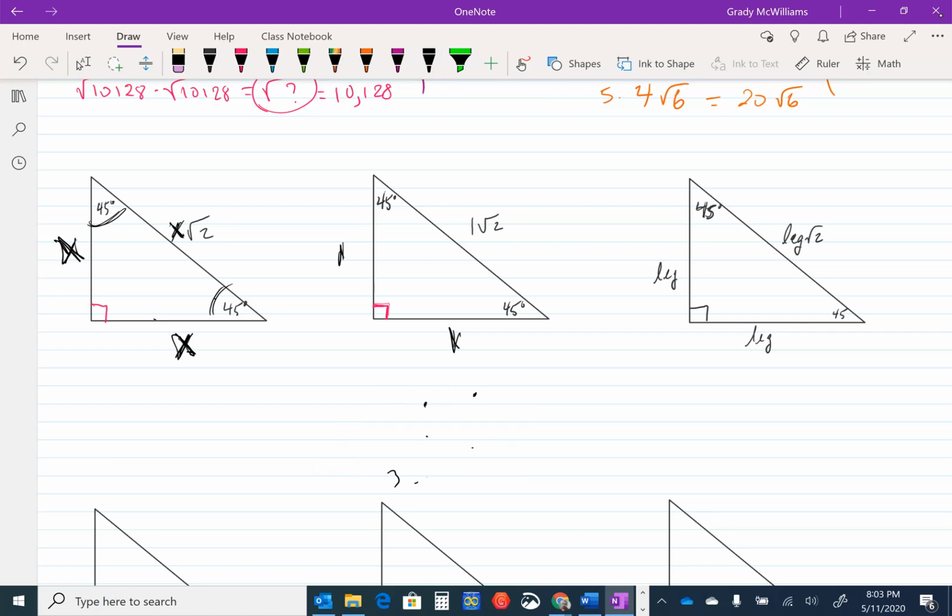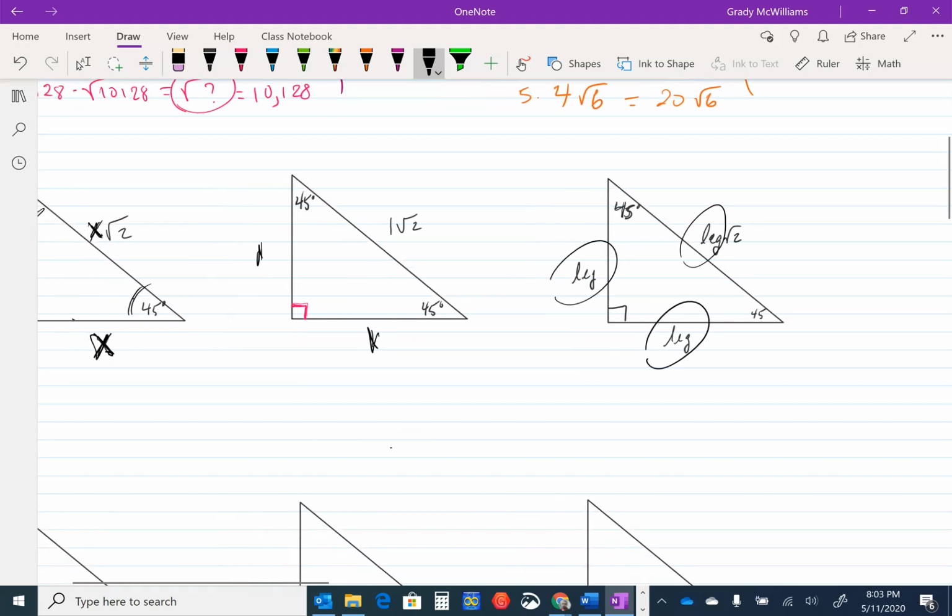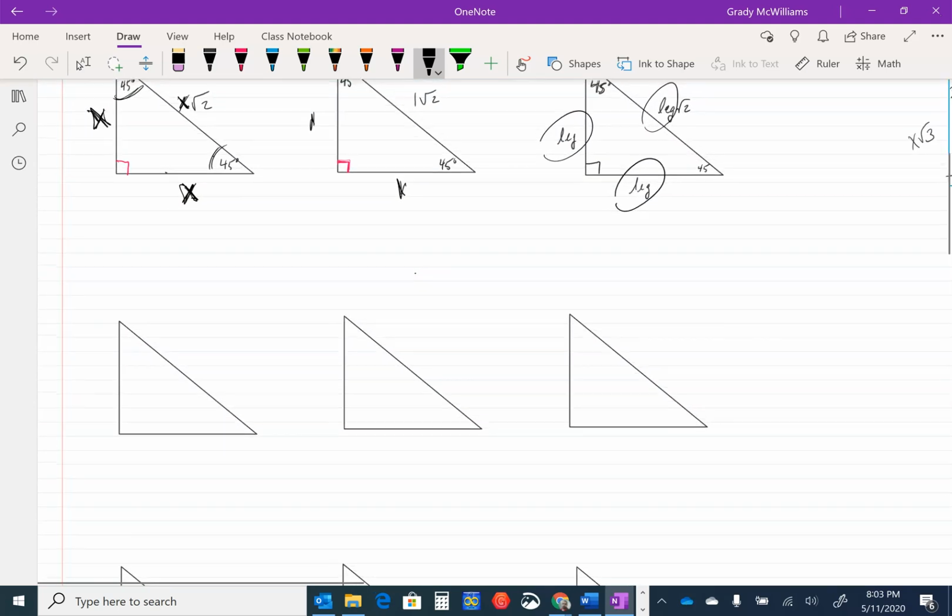I'm going to give you some other ways. Okay, I have always taught for years where I just call this thing the leg. And this one's also the leg. And whatever the leg is, times the square root of 2. Okay, the two legs are the same in a 45, 45, 90. So let me give you a few examples.